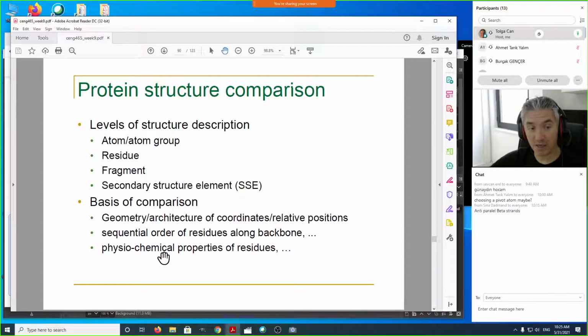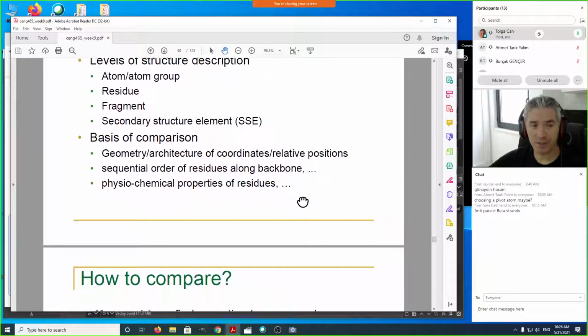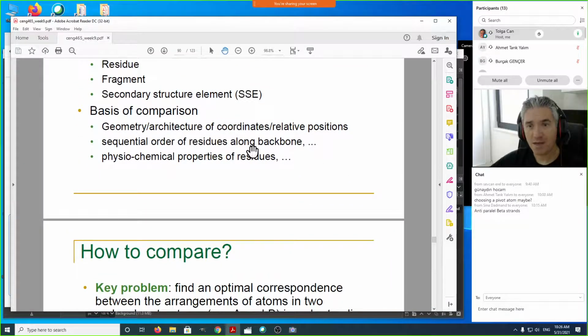Sometimes when you're comparing, you don't just compare with respect to geometry, but take physicochemical properties into account too. You should not align just because they are similar in shape. You should not try to align a hydrophobic amino acid with a hydrophilic one. So you may also take into account these physicochemical properties. When you're designing a new algorithm, you have to consider all these things.